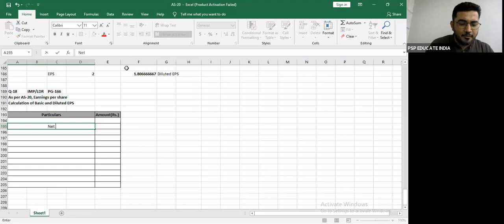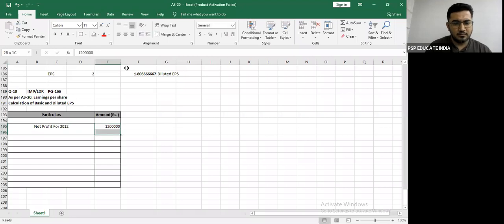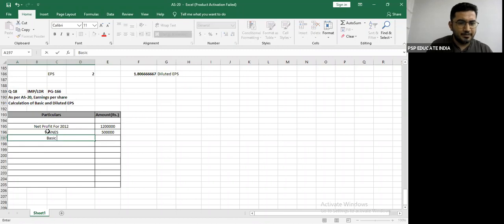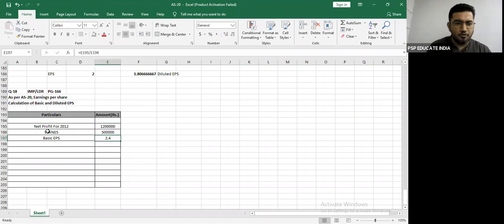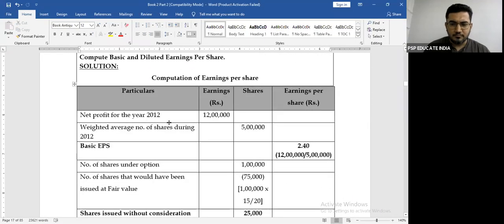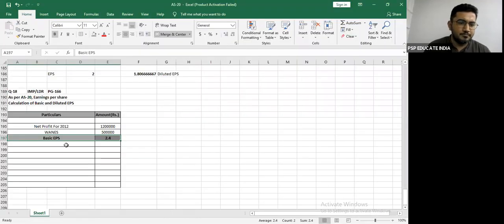Chalo, let's begin with the basic. Net profit for 2012 is 12 lakhs. Divide by the weighted average number of shares, 5 lakhs. So you get basic EPS to be 2.4.